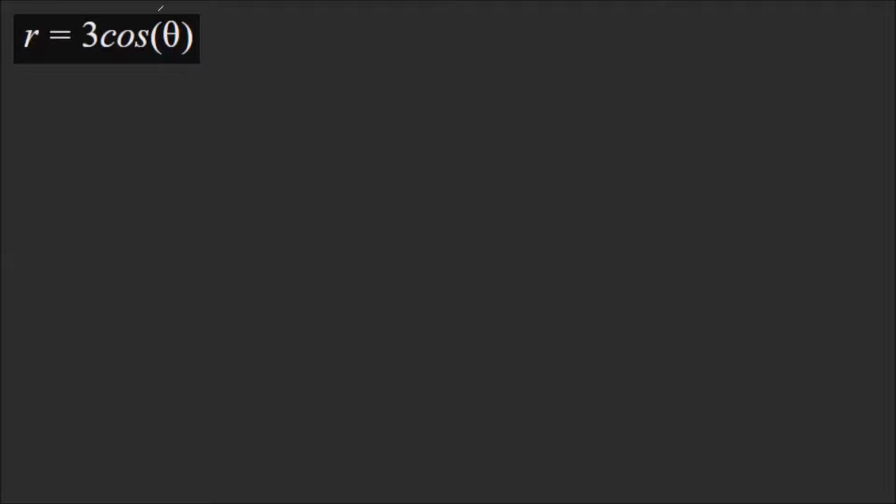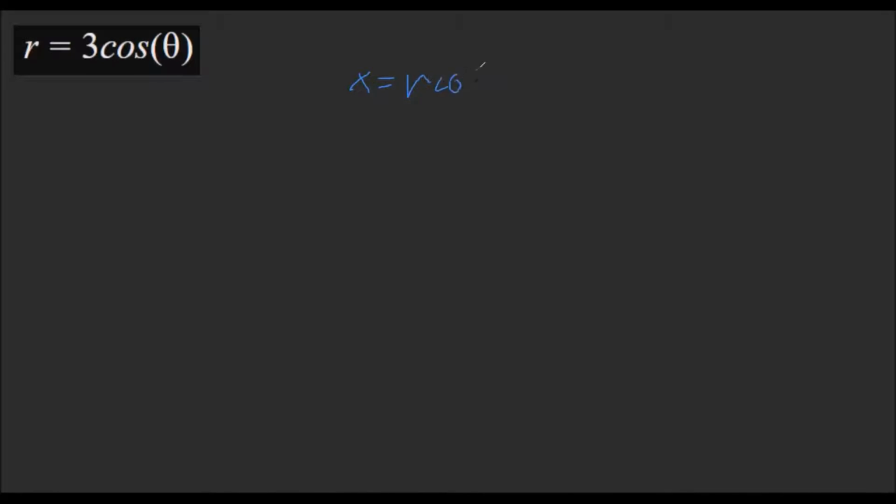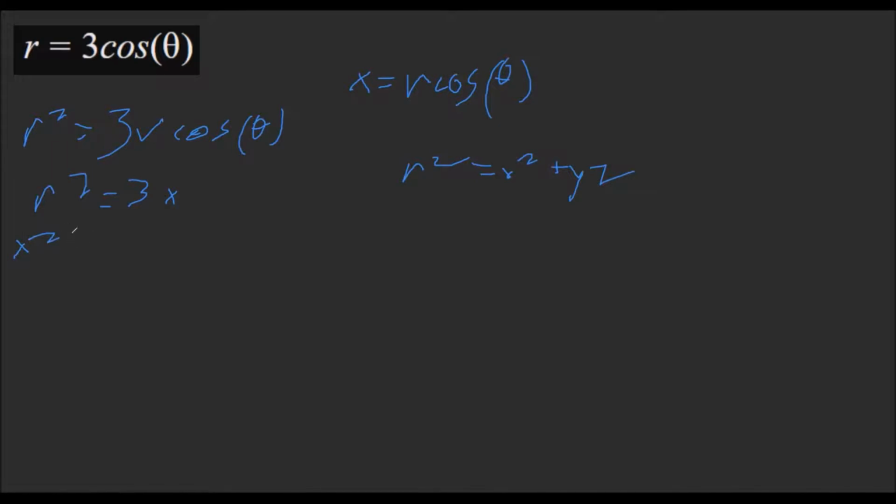Okay, so this equation that we have may look reminiscent to x equals r cosine theta. And in fact, it is, because we can just multiply both sides of the equation by r. So we end up with r squared equals 3r cosine theta. Now here we can substitute x in for r cosine theta, so we end up with r squared equals 3x, and r squared is equal to x squared plus y squared. Therefore, our final equation, since I don't want to simplify, is x squared plus y squared equals 3x.